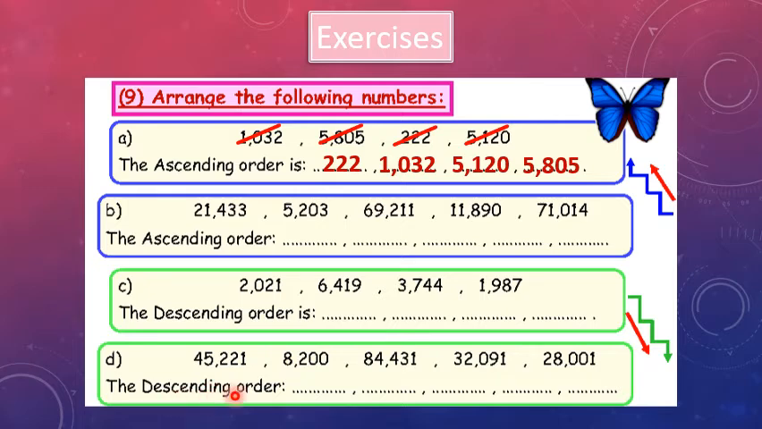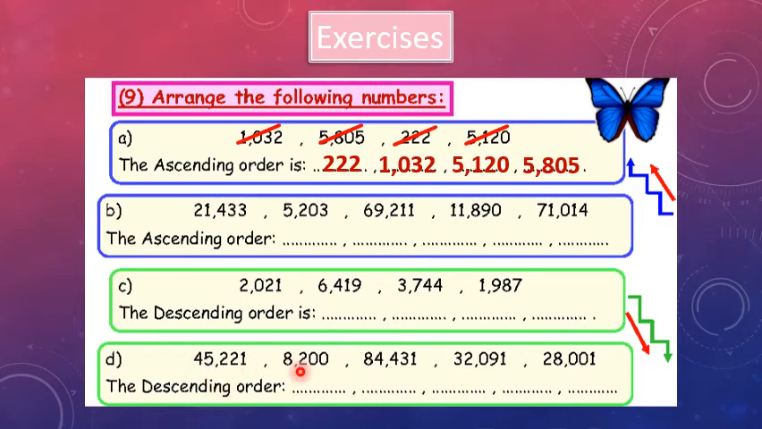Here we have descending order. Descending order means from the greatest number to the smallest number. We just lay down this ladder. Okay, let's check our numbers here. The number with the greatest number of digits is the greatest number, and don't forget to check the highest place value.